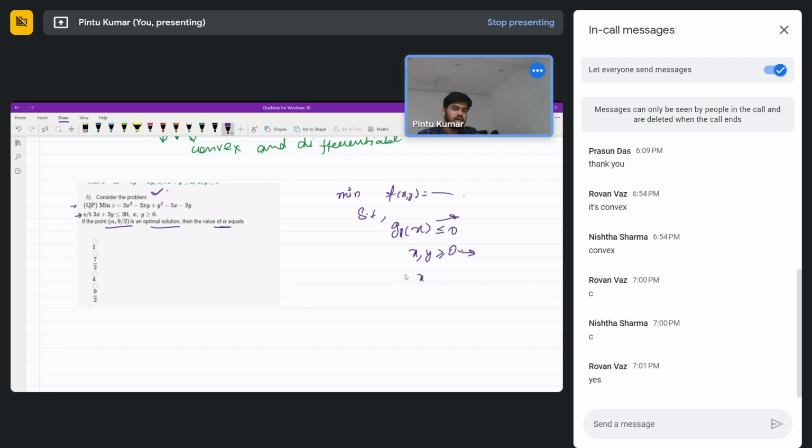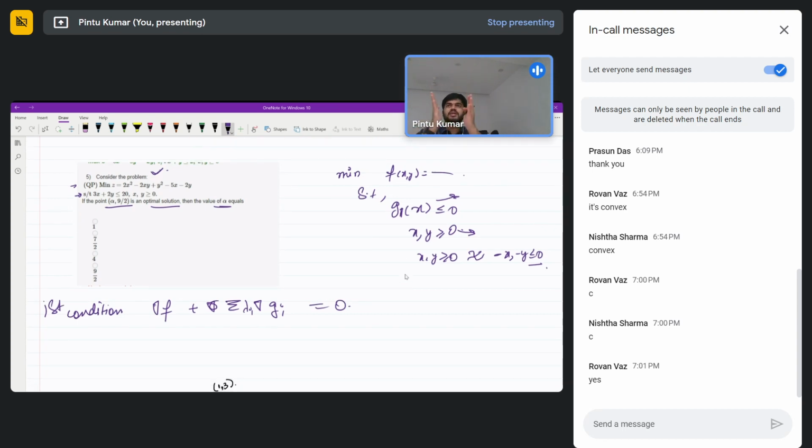So xy greater than or equal to 0 is equivalent to minus x comma minus y less than or equal to 0. So let's try to build the KKT condition. From the first condition, I have the gradient of f plus the summation of the gradient of gi times lambda i equal to 0.